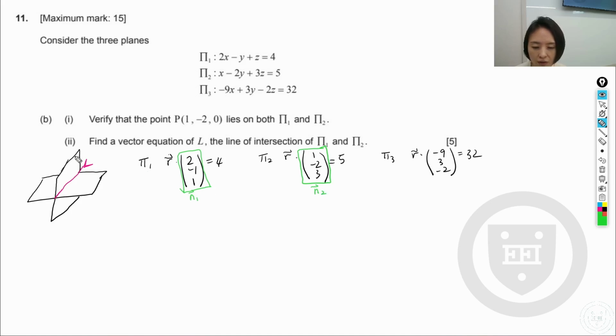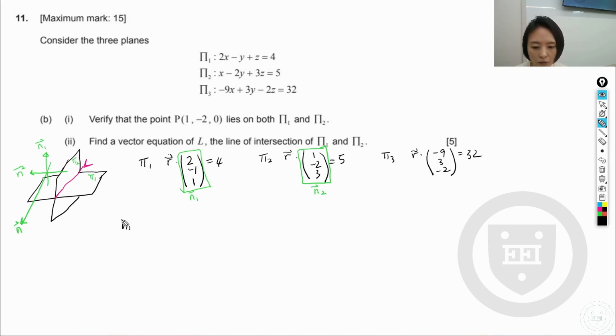If we draw it here, that's pi1 and that's pi2, this would be N1 and that will be N2. If we cross both vectors, we get another perpendicular vector N. And this vector N will be parallel to the intersection line of pi1 and pi2. So we get the direction vector of L by crossing N1 and N2.